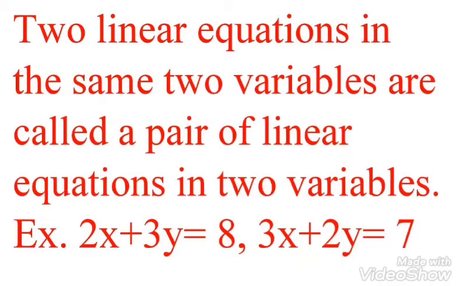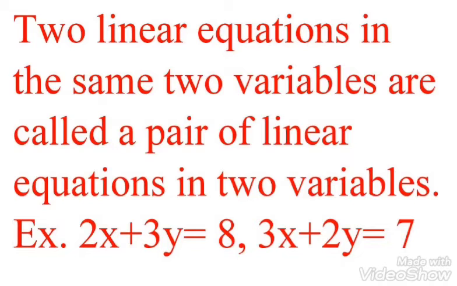Two linear equations in the same two variables are called a pair of linear equations in two variables. Example: 2x plus 3y is equal to 8 and 3x plus 2y is equal to 7. There are the same variables x and y.